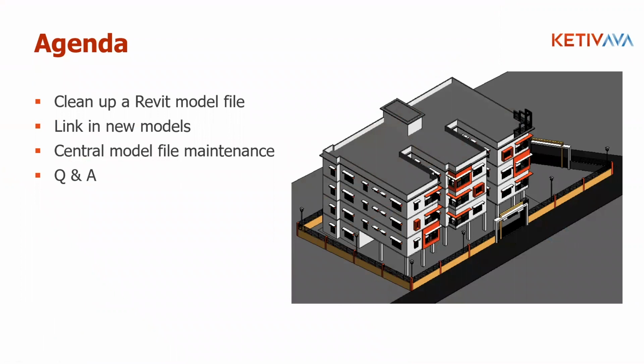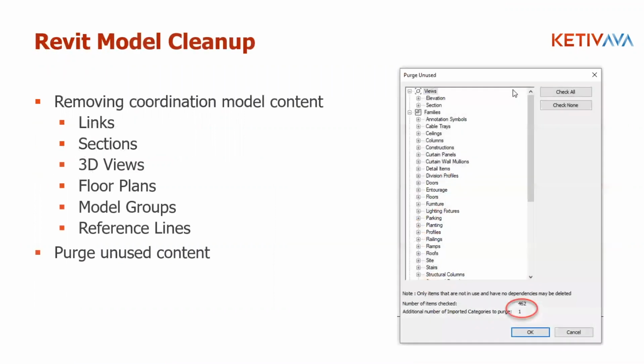So for the agenda, we are going to be covering cleaning up a Revit model, linking in these cleaned up Revit models into your live project environment, and then also maintaining your central model files within your server. So in terms of the Revit model cleanup, we're just going to quickly highlight some of these that we're going to go through. Is removing the coordination content that you're going to be receiving. So it's like links, section views, 3D views, floor plans, just unnecessary content that you really aren't going to utilize within your project.